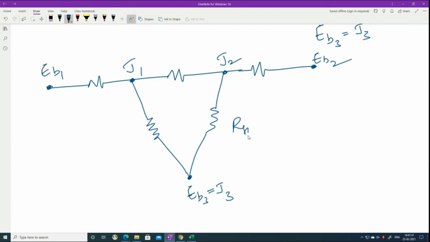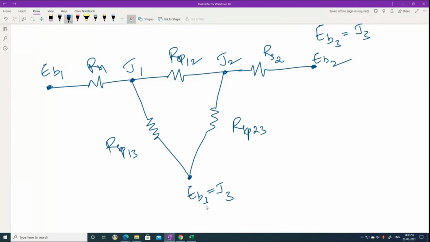This is RSP23. This is RSP13. This is RSP12. This is RS1. This is RS2. So you will not have something like RS3 here. That is the thing that you must understand in a given question.